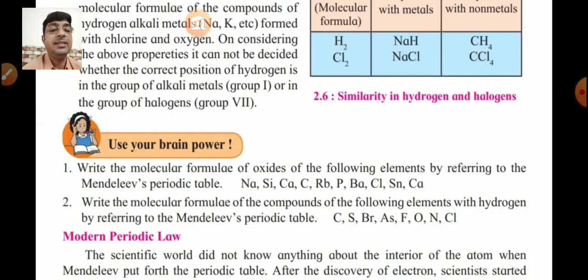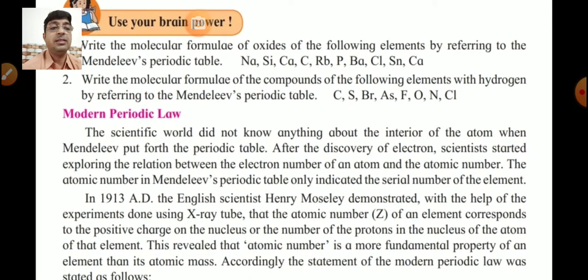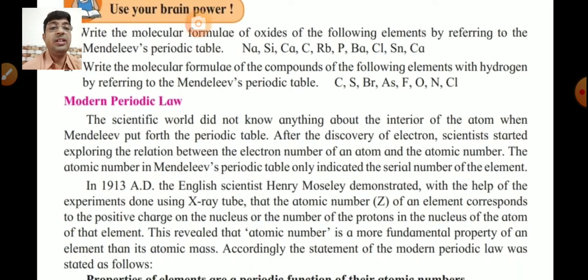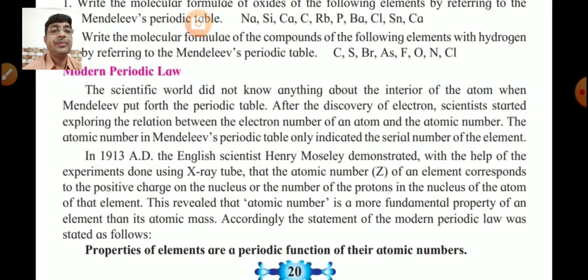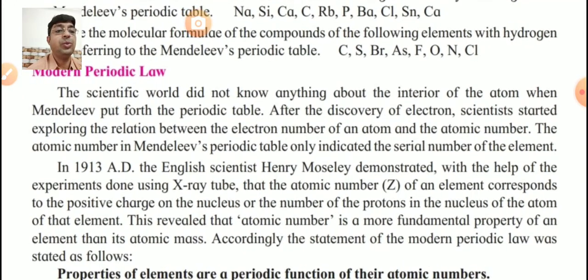So all these 3 scientists use the same basic property for classification of elements, that is increasing atomic masses. Now we will learn the next point: Modern periodic table. The scientific world did not know anything about the interior of the atom when Mendeleev put forth the periodic table.